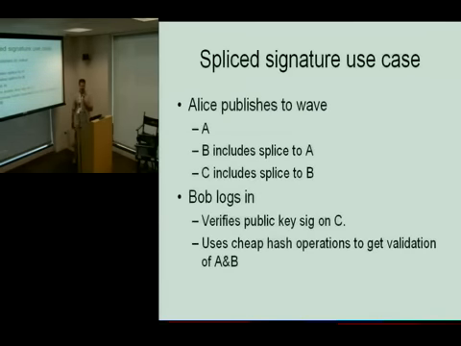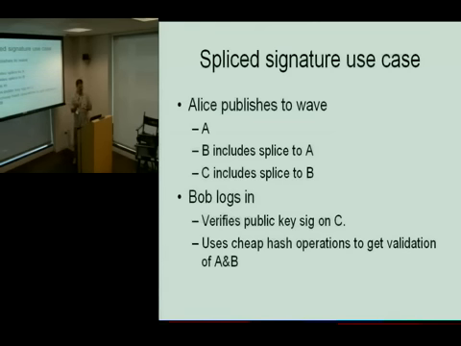Let's say Alice publishes to some wave 3 messages, A, B, and C, each of which includes a splice to the preceding message. At this point, Bob, a user on that wave on a different federated server, logs in. He wants to verify and catch up on all the preceding messages. Instead of verifying the signatures on A, B, and C individually, he can notice that these splices exist and can be connected together.